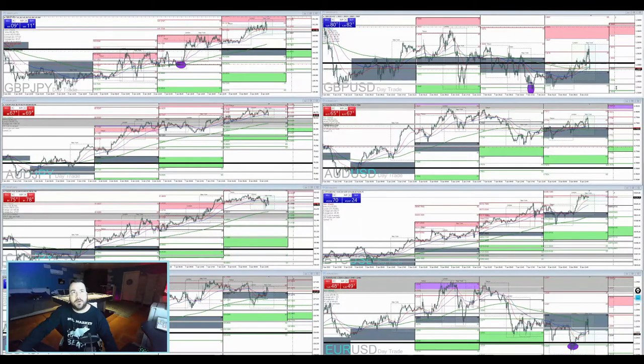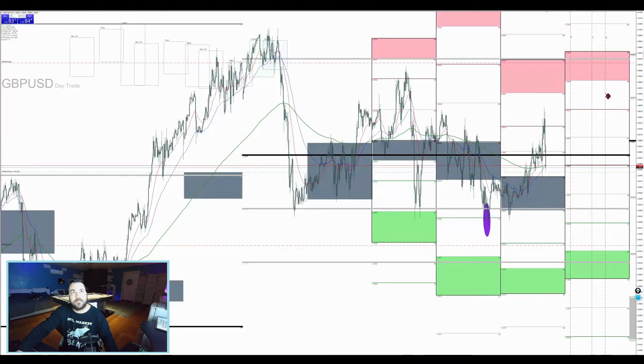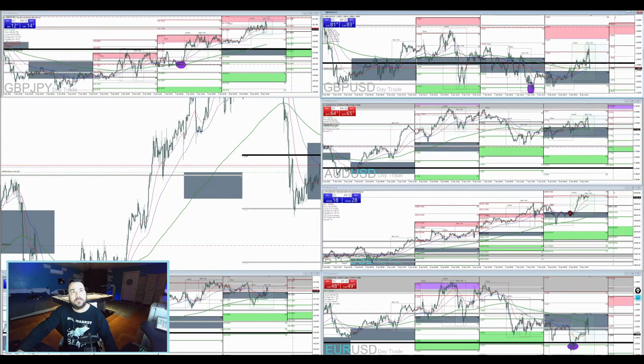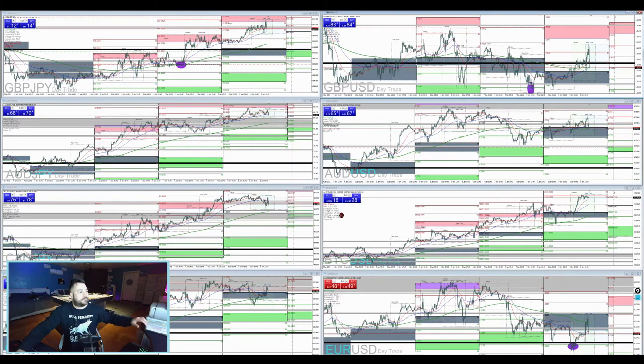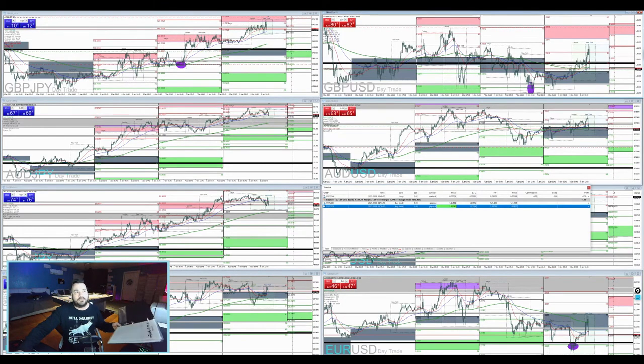All right, so I just got my alert and placed my pending order. Day trade alert. There's the pending order for the pound. Day trade alert.